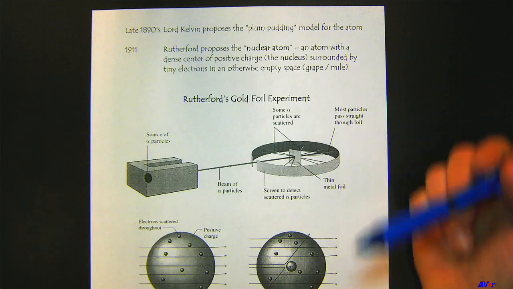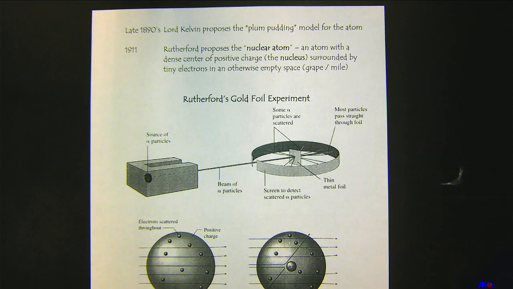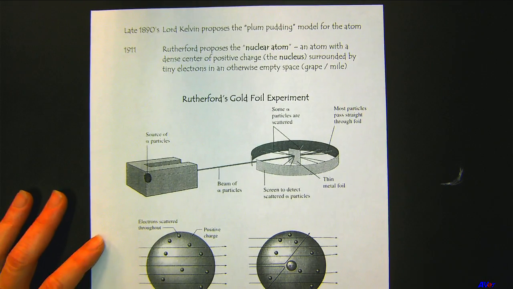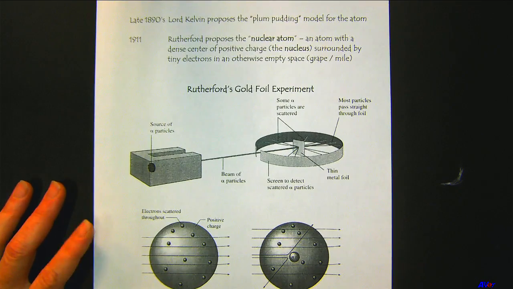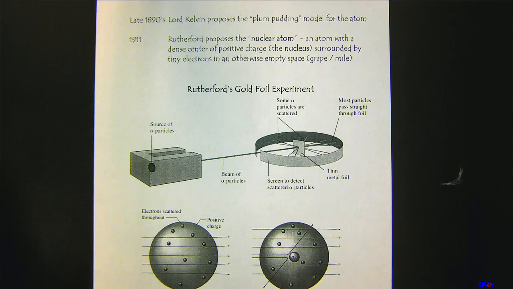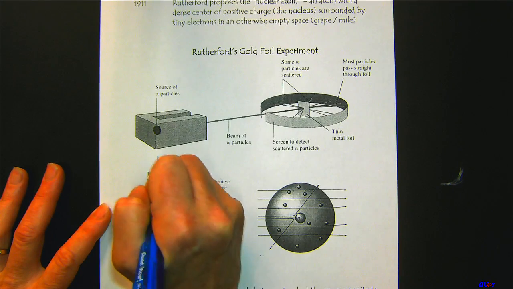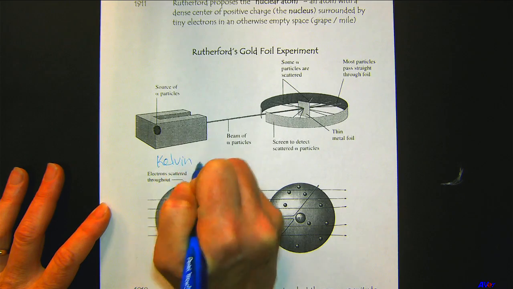And Rutherford, he was really exploring Kelvin's ideas about this plum pudding model, and so he did an experiment. So let's look at how Lord Kelvin's theory and Rutherford's, how it all comes together, and the experiments help us sort it out. All right, so this would be the Kelvin plum pudding here.